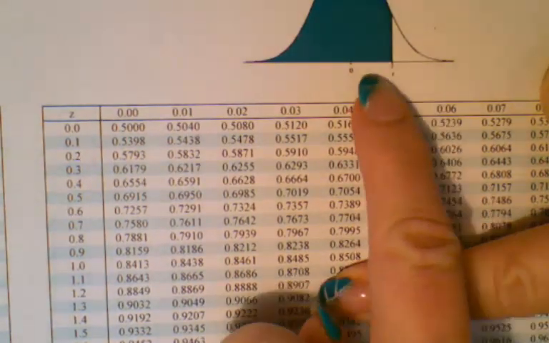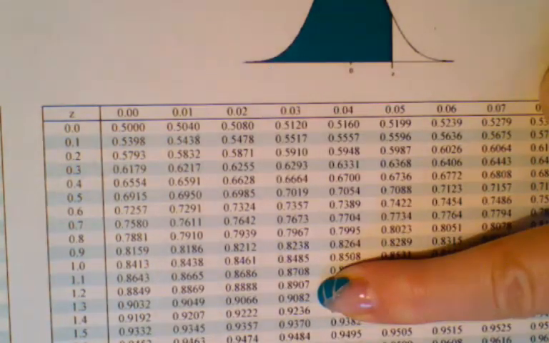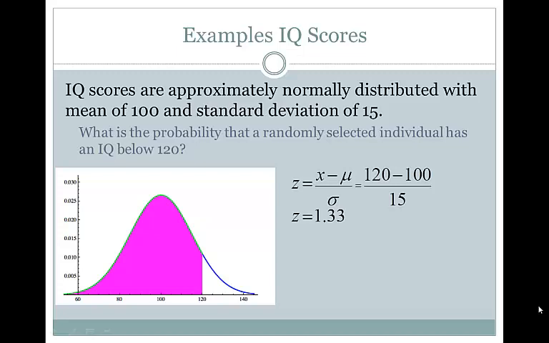So that's the area under the curve less than a z-score of 1.33, as shaded in the picture above. So we find that the probability x is less than 120 is the same as the probability that z is less than 1.33. That corresponds to the area under the curve that we just found, 0.9082. So about 91% of the individuals would have IQ score less than 120.